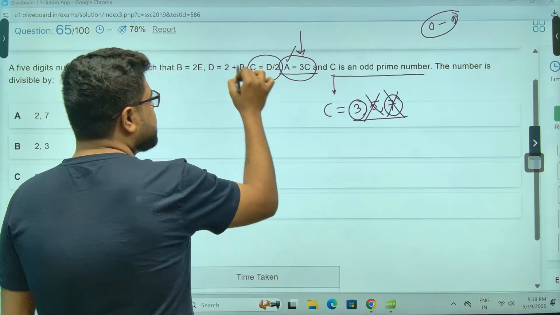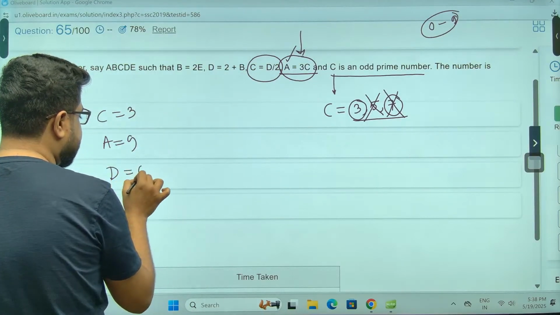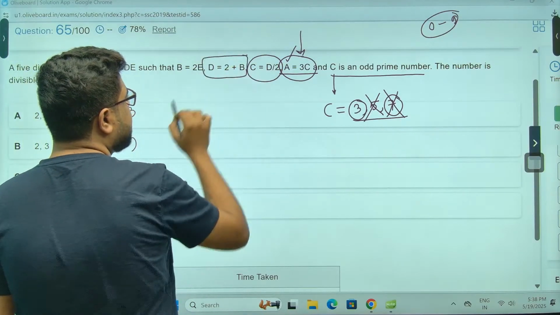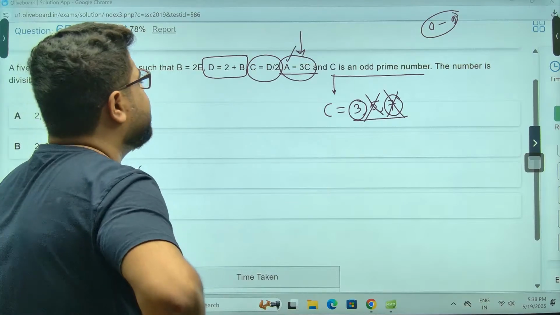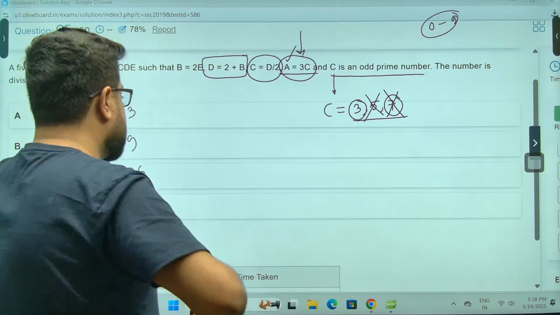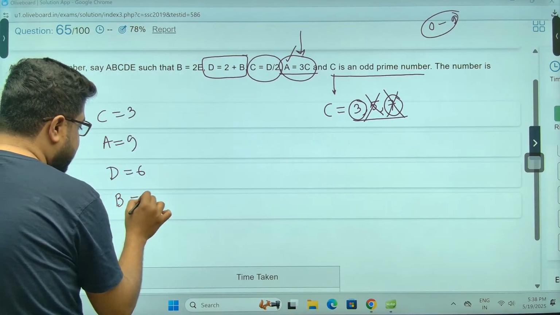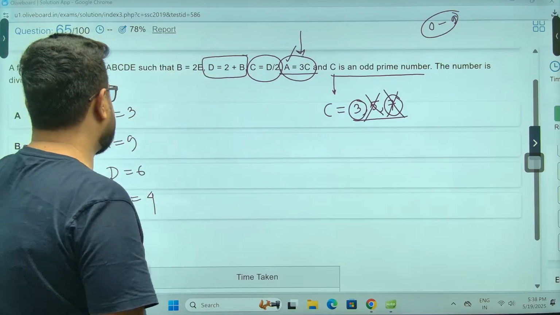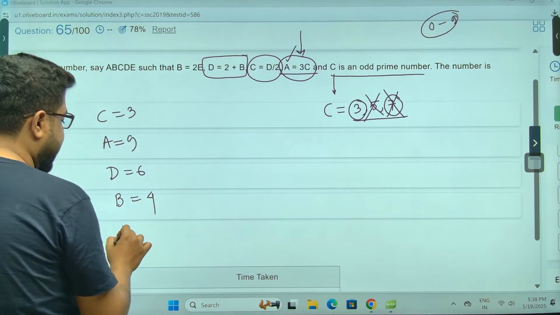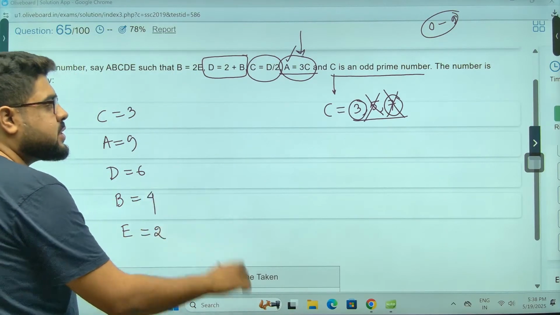And D will be 2C, sir. D will be 2C, that means 6. So B is D minus 2, so B will be 6 minus 2, that is 4, sir. B is 2E. So E will be B by 2. E will be 2, sir.